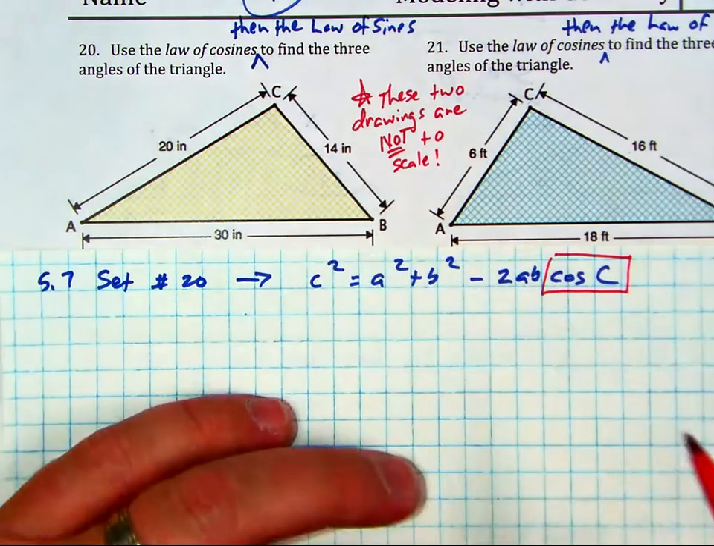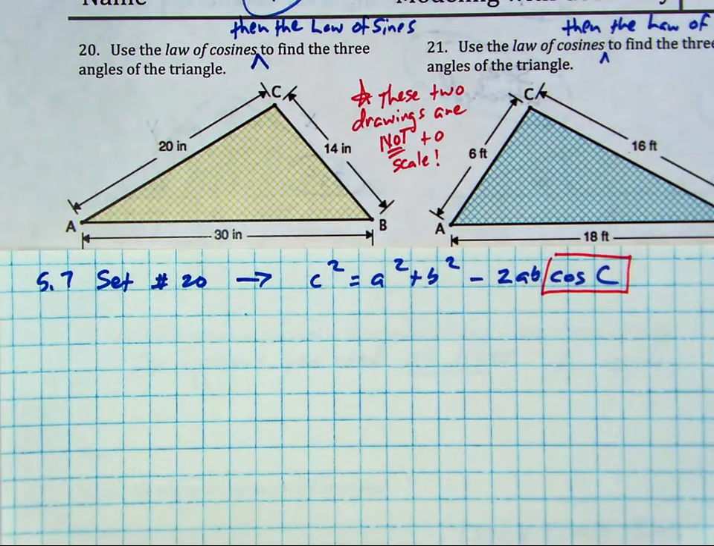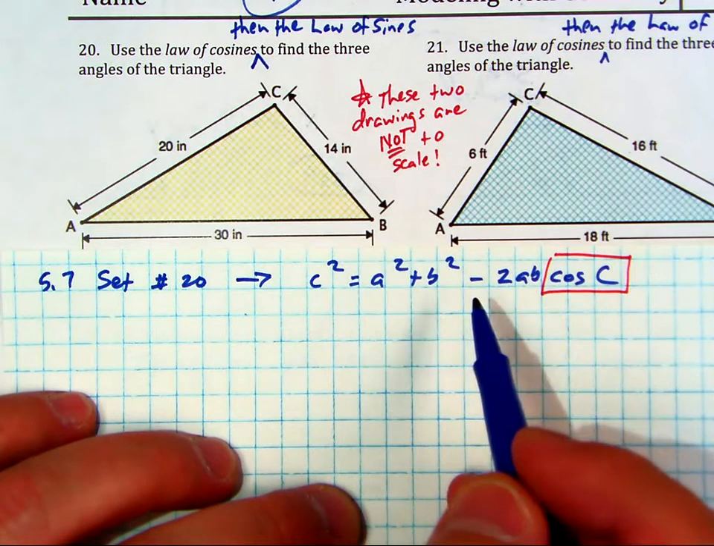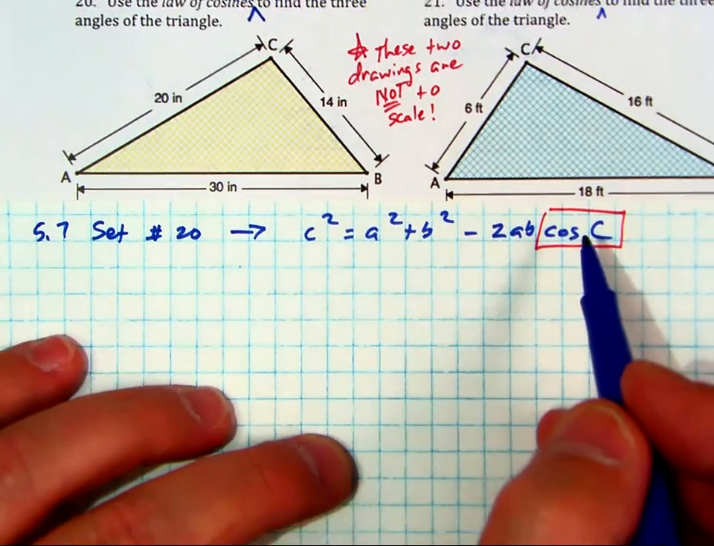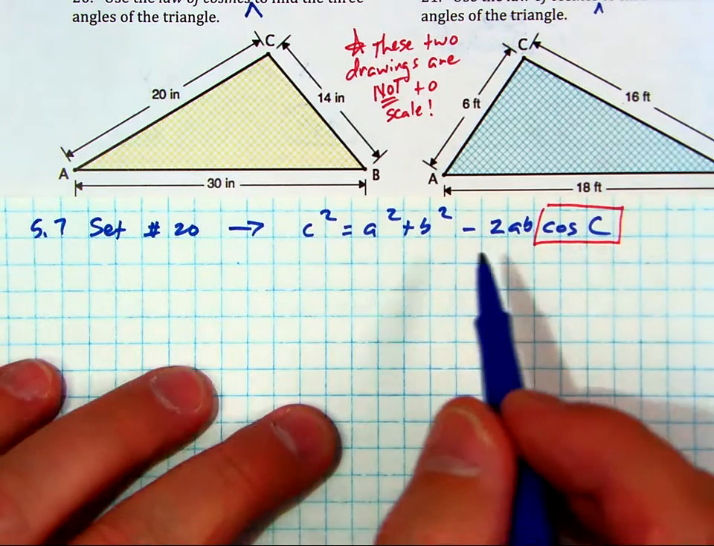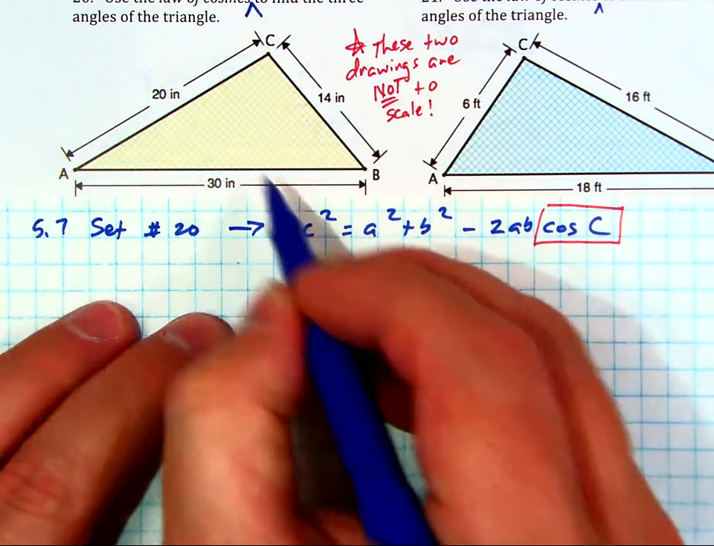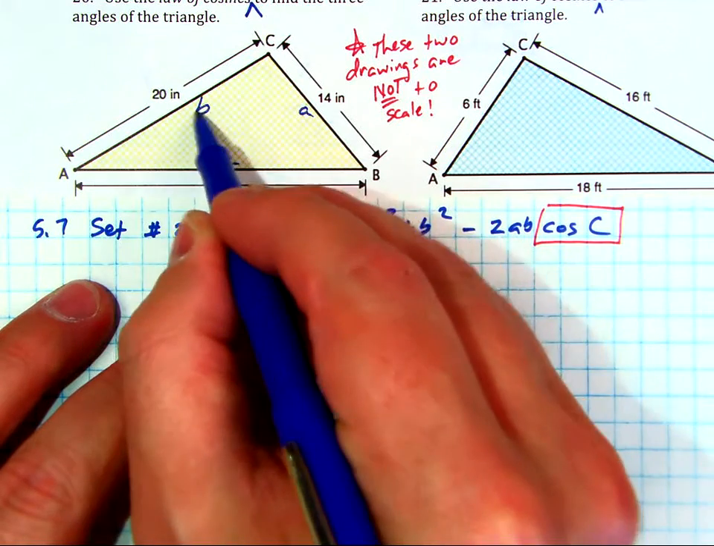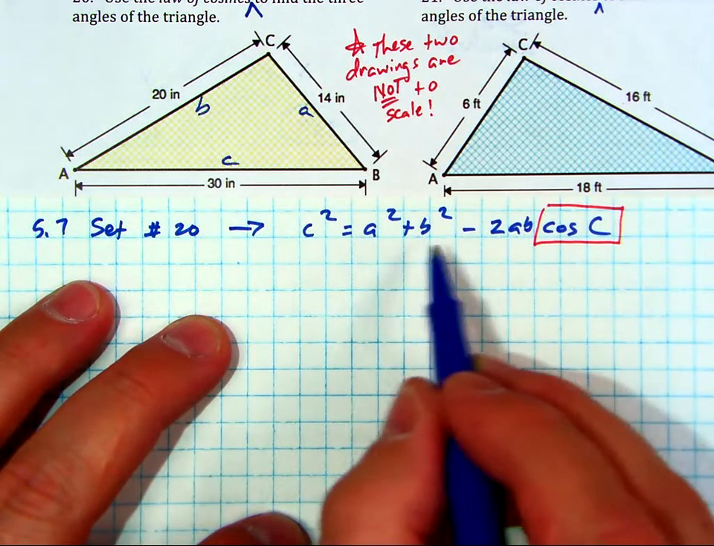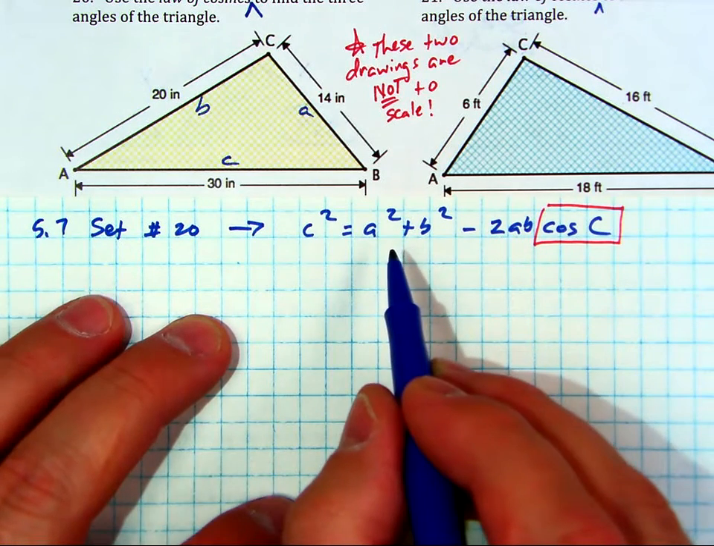Look at this drawing right here. We don't know any of the angles, but we do know all the side measures. We're going to have to do all this arithmetic and then use inverse trig ratio to find the cosine of C. Okay, so this one is C, right? This one is little a, this one is little b. You have to keep those consistent on your equation.